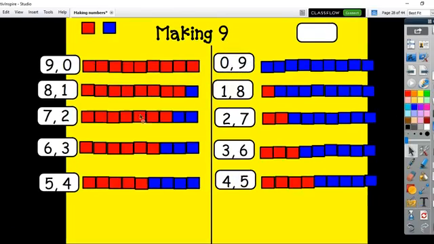So you can see how those work together. So we had 0 blue, 9 red. Over here we had 0 red and 9 blue, 8 red, 1 blue, 1 red, 8 blue, 7 red, 2 blue, 2 red, 7 blue, 6 red, 3 blue, 3 red, 6 blue, 5 red, 4 blue, and 4 red, 5 blue. So these are the ways to make 9. And you're going to practice those today.